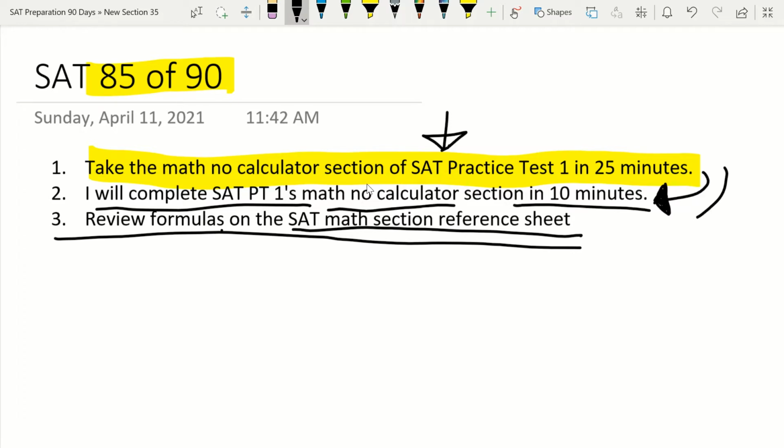Now, the reason we're going to review those formulas, even though they're given to us on the SAT math section, is because we want to know them so we don't have to flip back and forth between pages and waste time. So after we go through this, we're going to be reviewing those formulas.